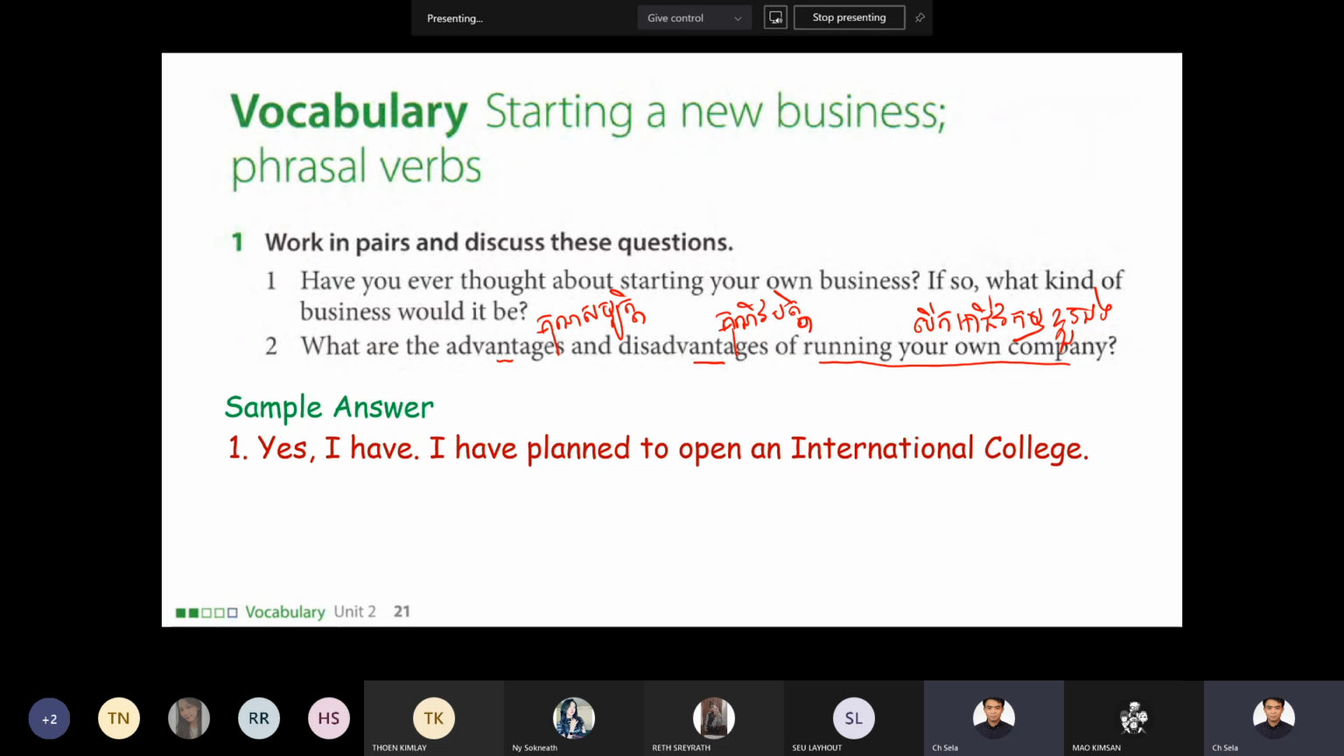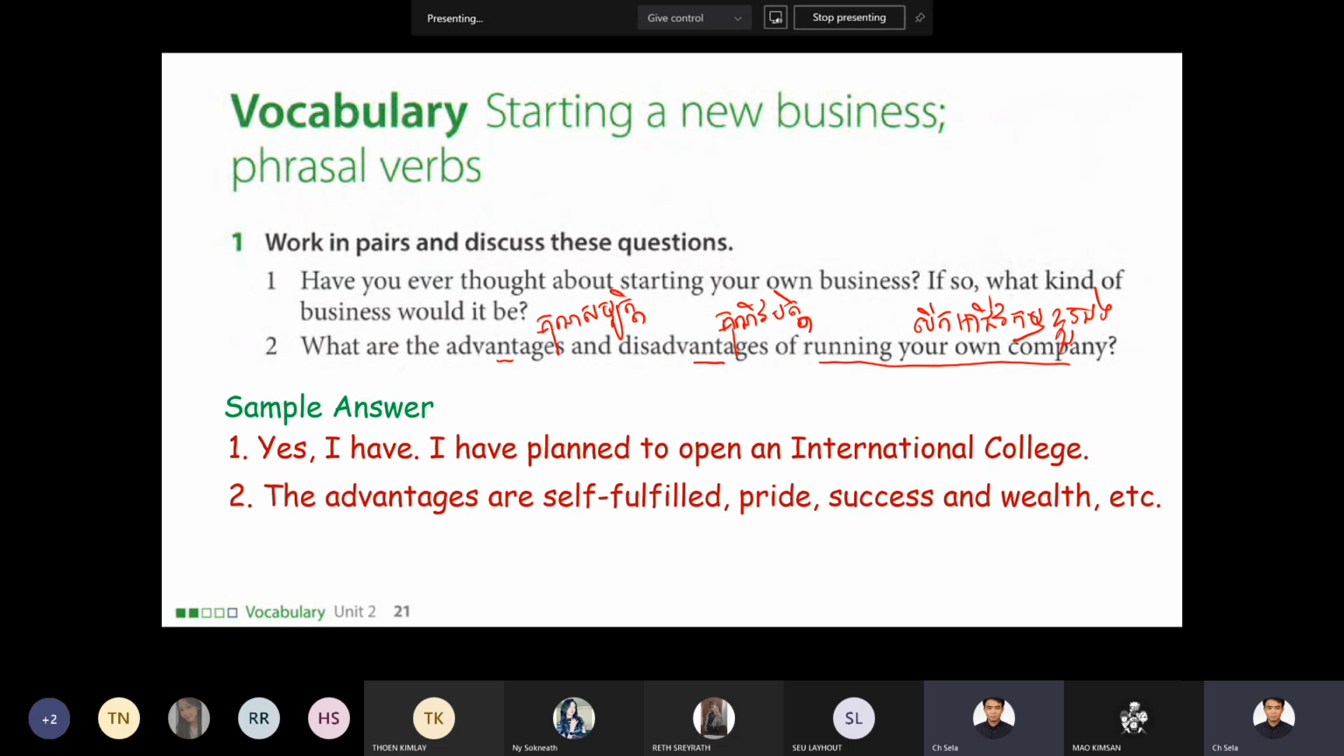And today is 2021, so maybe in 2030 I'm going to open it, 9 more years. Okay, number two, what are the advantages and disadvantages of running your own business, your own company?